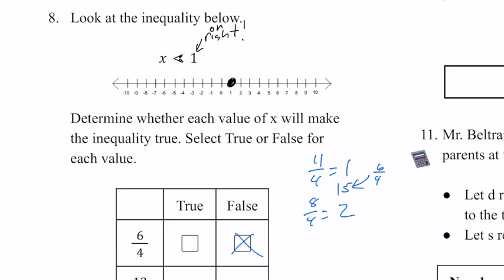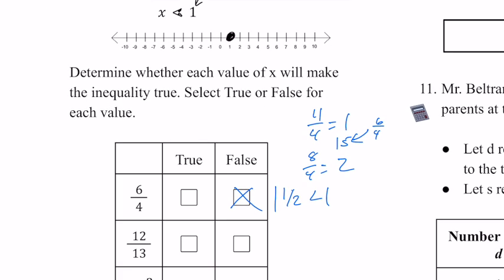Okay. All right. And think about it. Is 1.5 less than 1? No. Right? 12 over 13. So the little trick to fractions, right? If the number is smaller than the denominator, then it is less than 1.